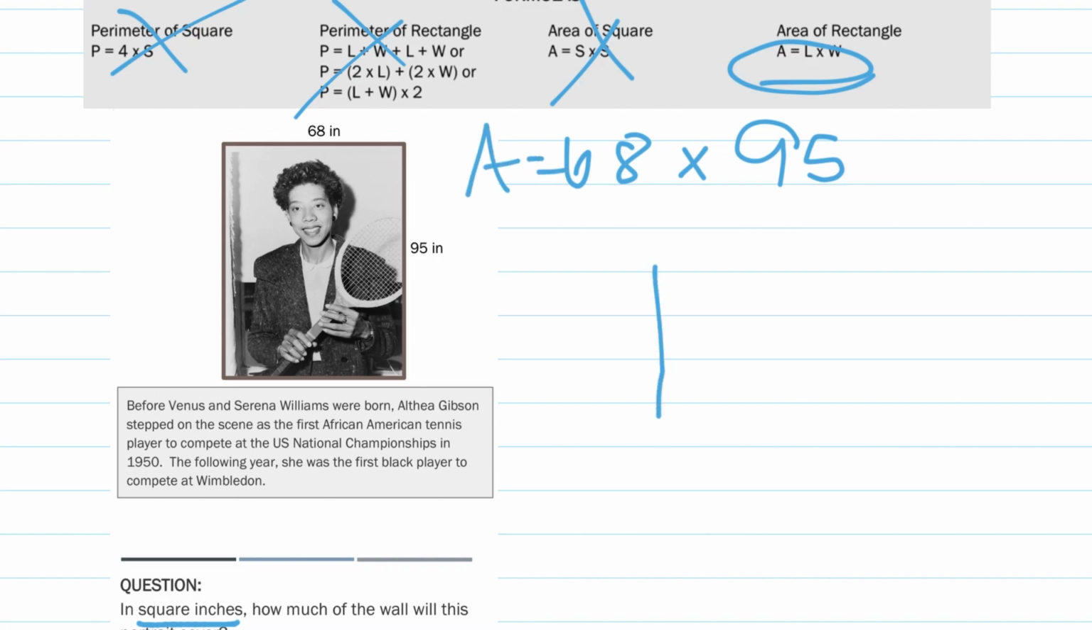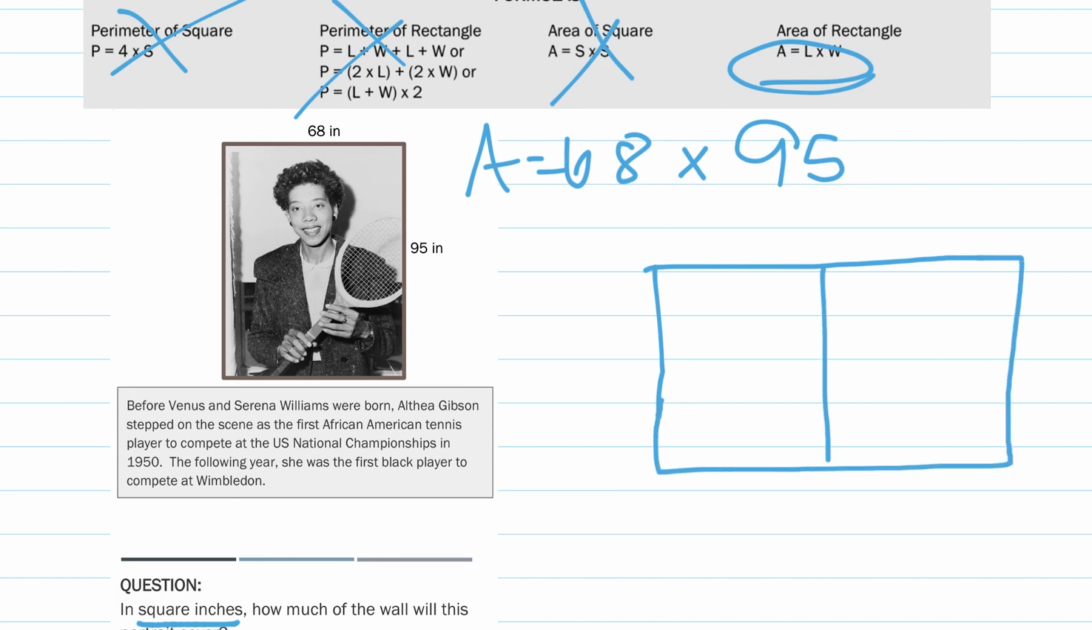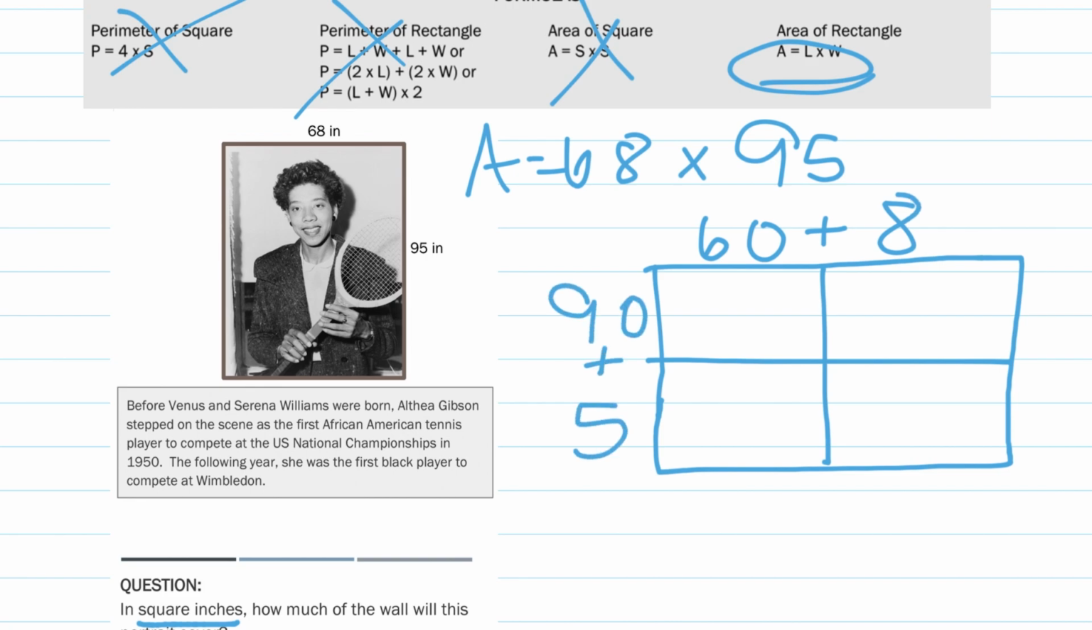Okay, I am going to set up a box method to do this multiplication. All right, across the top, I'm going to write 68 in expanded form. On the side, I'm going to write 95 in expanded form. In this first box, I'm multiplying 90 times 60, which equals 5,400. Top right, I'm multiplying 90 times 8, which equals 720.